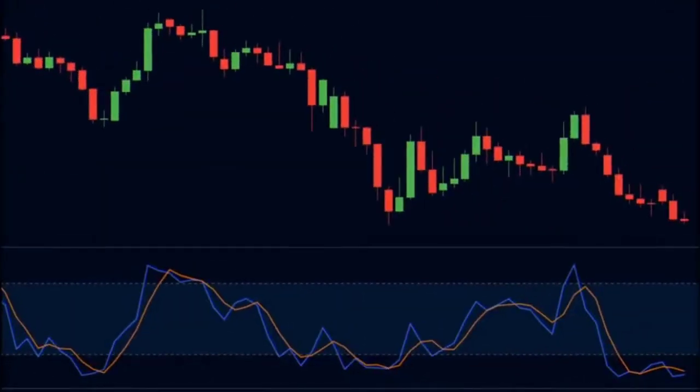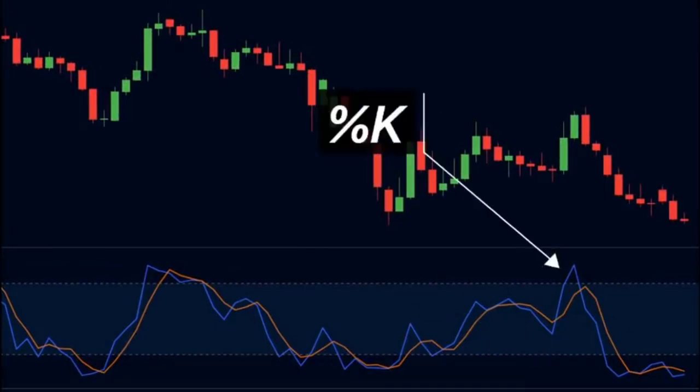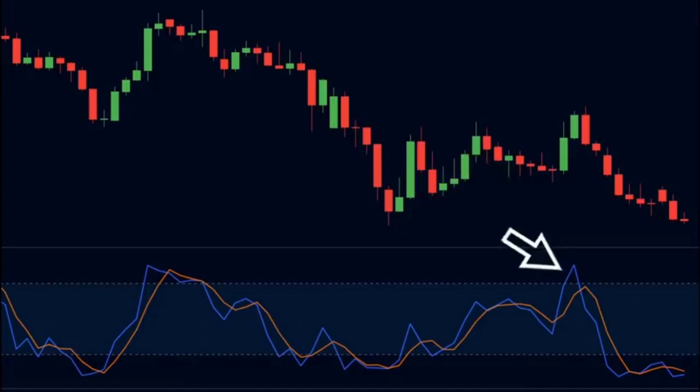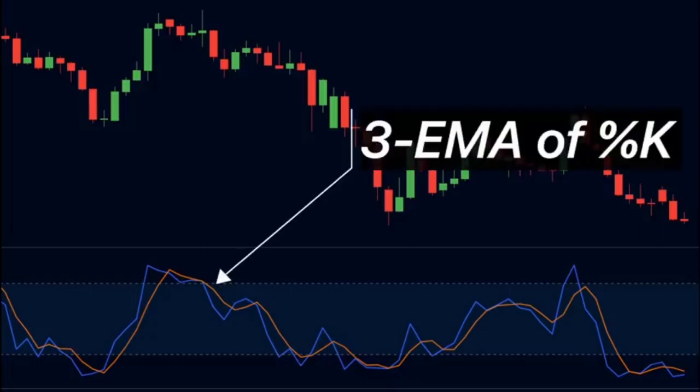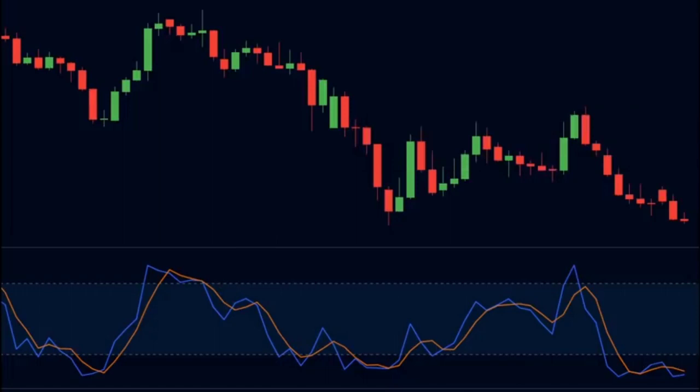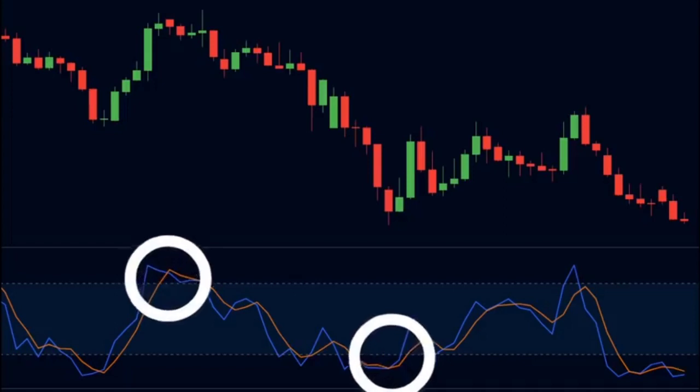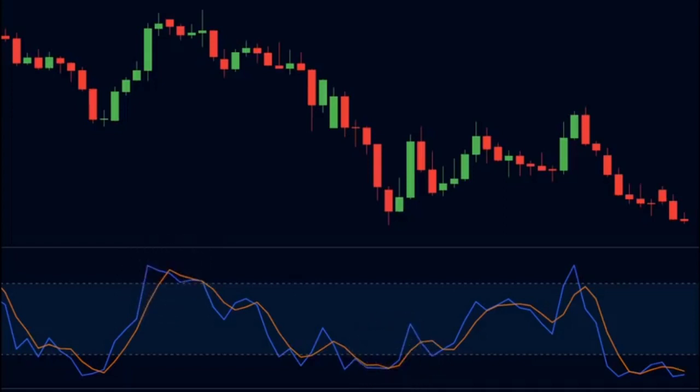So here is the stochastic indicator. On the Indicators tab, we have two lines. The blue line here is the %K line, and the orange line is the %D line. The blue line is the actual stochastic line. It shows us the actual value of the stochastic. The orange line is simply a 3-period moving average of the blue line. Some traders like to use the crossovers of these lines to determine entry and exit points in their strategy. We will cover these crossovers later in this video.